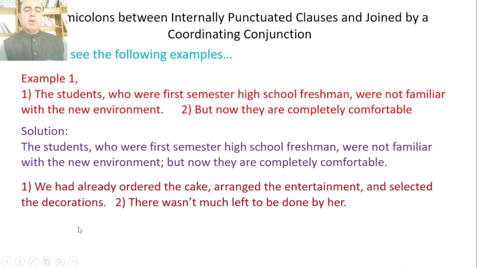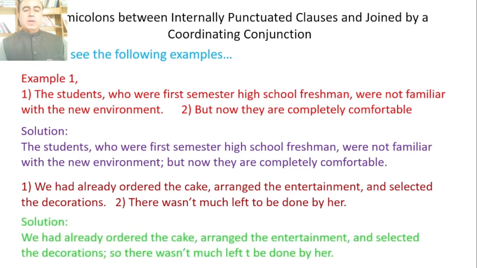Another case: We had already ordered the cake, arranged the entertainment, and selected the decorations. There wasn't much left to be done by her. So here again, this is related to that. Again, we put a semicolon. We remove the full stop here and substitute it with a semicolon. There is no other change. The only change is we have put "so" here, which is a coordinate conjunction, because there must be a coordinate conjunction. If it isn't there, then this case won't be correct.